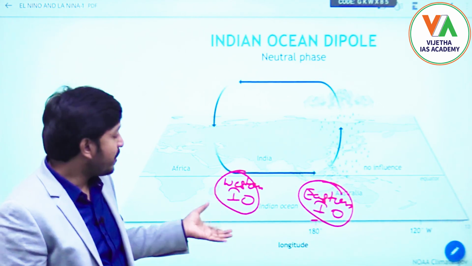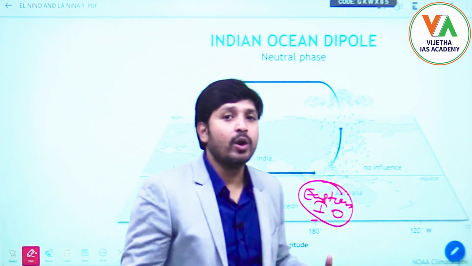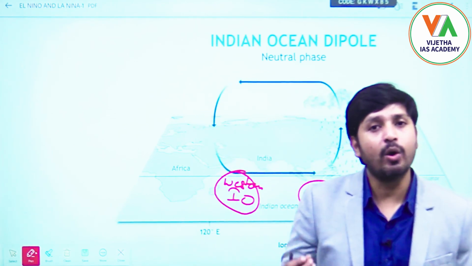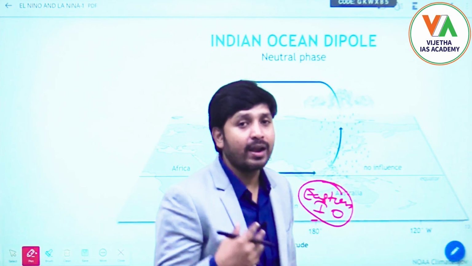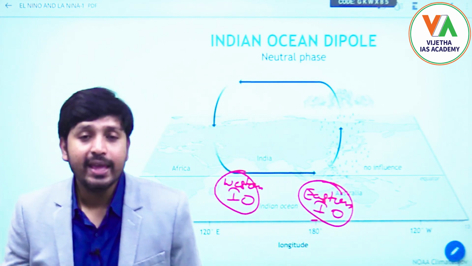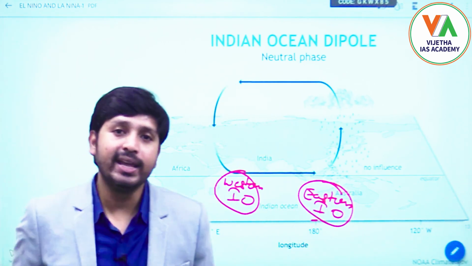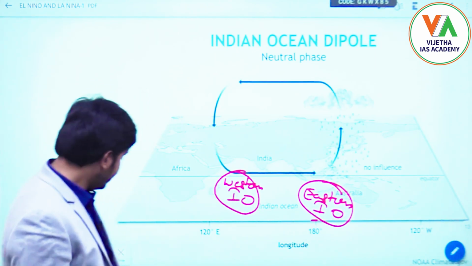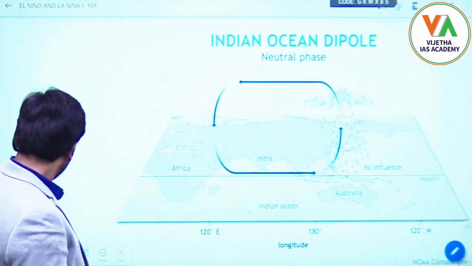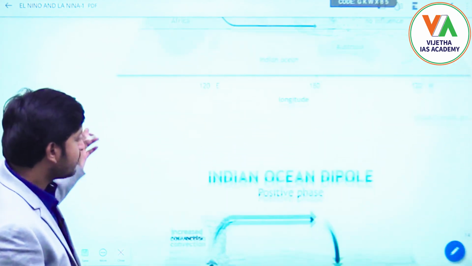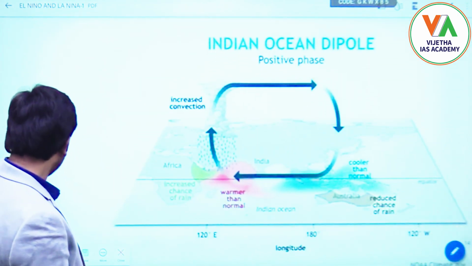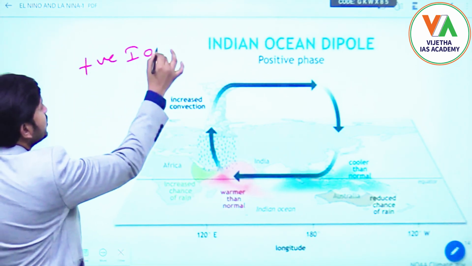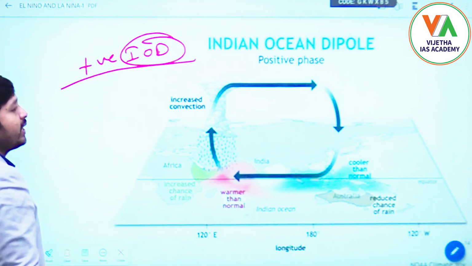Okay, so because of these polarity or opposite things, there is a phenomenon called the Indian Ocean dipole, and how does this Indian Ocean dipole impact our Indian rainfall? Okay, we'll see. Let us take one case. Let us take first one, positive Indian Ocean dipole. IOD is the shortcut for Indian Ocean dipole.